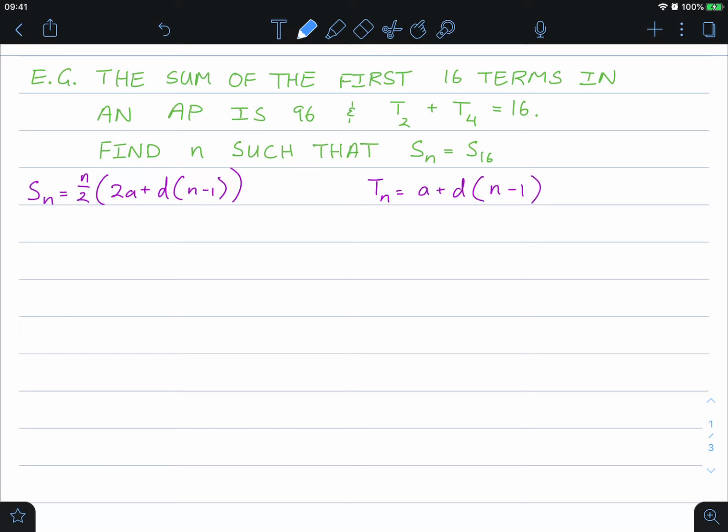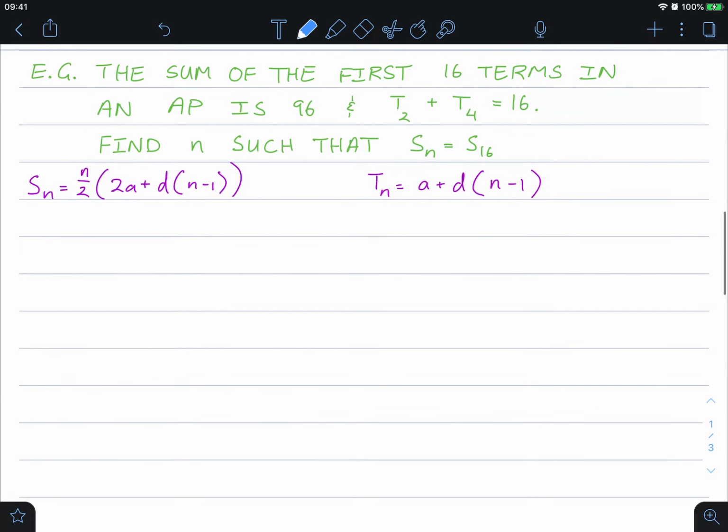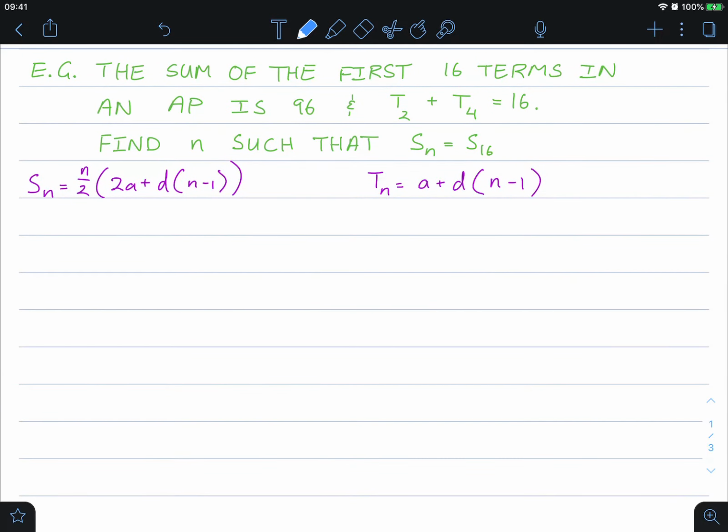Hello class, this is the last example on series problems. Fair warning, this is a rather difficult problem, so I hope you give it a go before we continue. So here we go. I've already written up the two expressions that we will be using. It's just the sum of an arithmetic series and the term for an arithmetic series. Let's change what it says here.